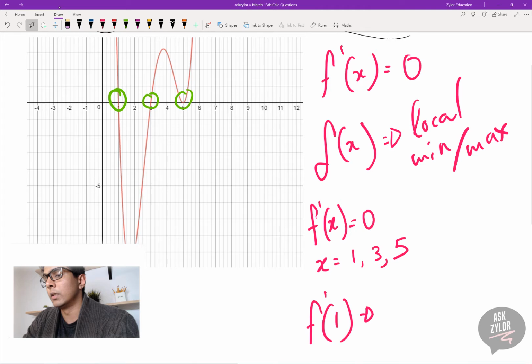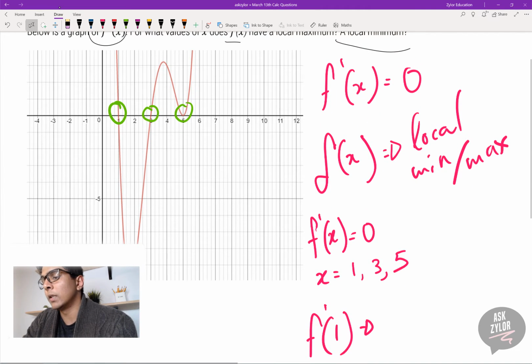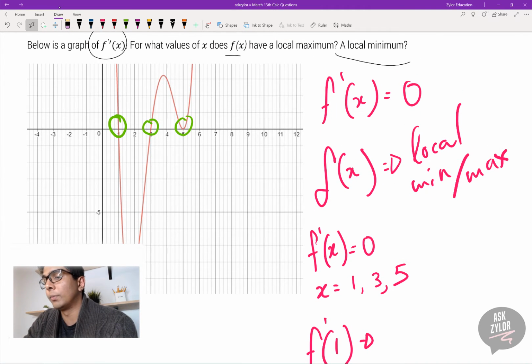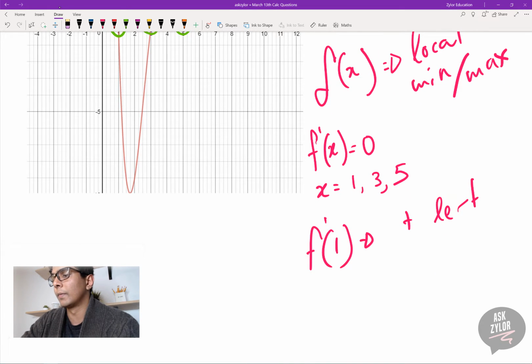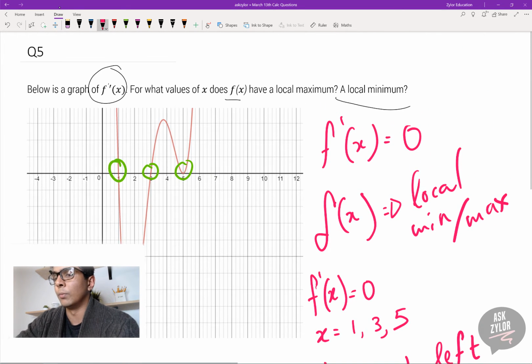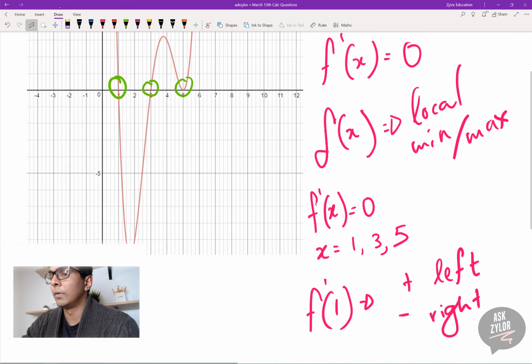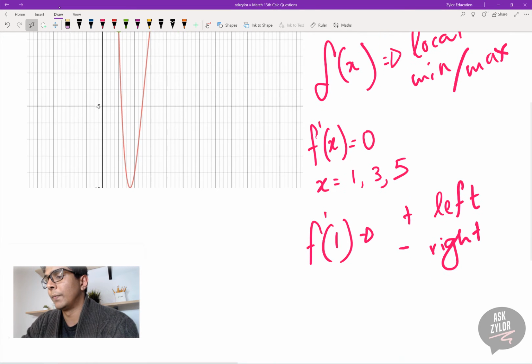So what happens is, when x is equal to 1, my f prime graph is positive on the left hand side, and it's negative on my right hand side. Right? All I'm doing is looking at what's happening here and here. So it's positive on my left hand side, negative on my right hand side.